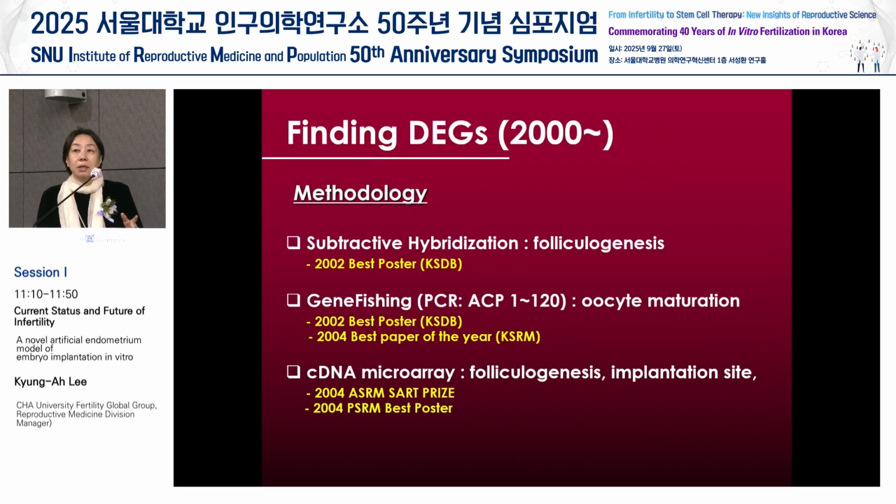Around the year 2000, it was like a boom for finding DEGs and biomarkers in every system. At the time, I was lucky to have enough funds and manpower to do things like that. So I focused on folliculogenesis, subtractive hybridization, and ACP-PCR gene fishing method for oocyte maturation, as well as microarray systems for early folliculogenesis and implantation sites.